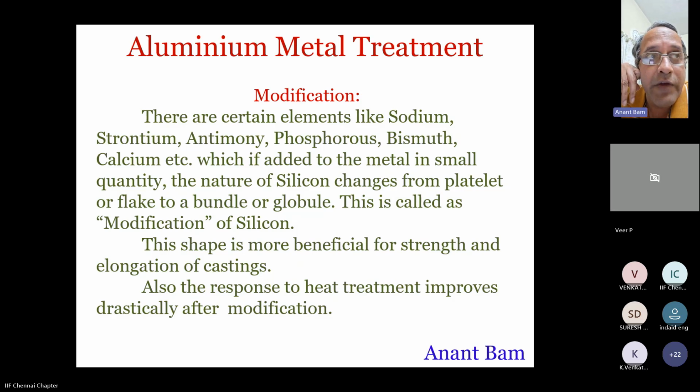Calcium is not a heavy element, but calcium is a known element which attracts micro shrinkages, and hence the component fails in fatigue test or endurance test. Hence calcium is also avoided. So now what remains is sodium and strontium for hypoeutectic and phosphorus for hypereutectic alloys. So popularly only these three elements are used for modification: sodium and strontium for hypoeutectic alloys and phosphorus for hypereutectic alloys.